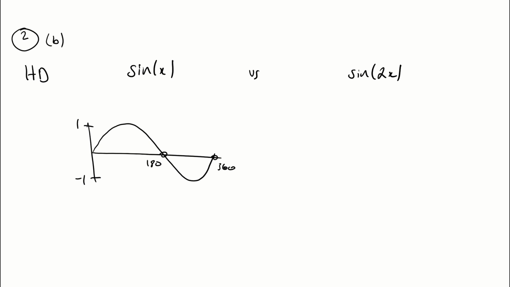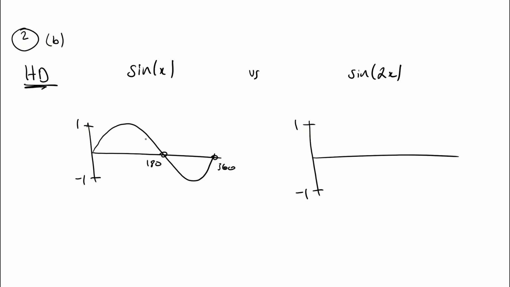And sine of 2x is going to be a horizontal dilation. In fact, I'm going to compress this function kind of like a slinky. I'm going to compress it together by a scale factor of 2. So I don't change the height of anything. I'm still running from 1 to -1.